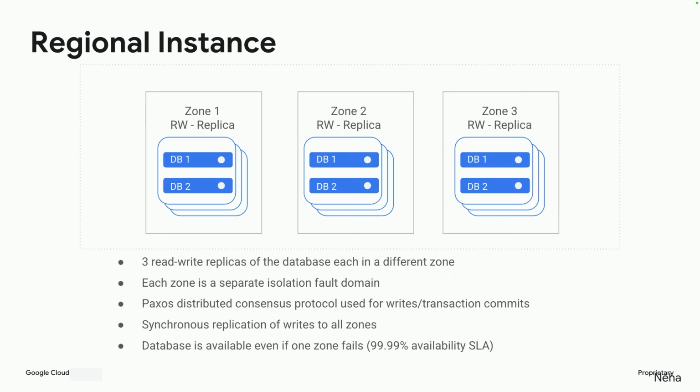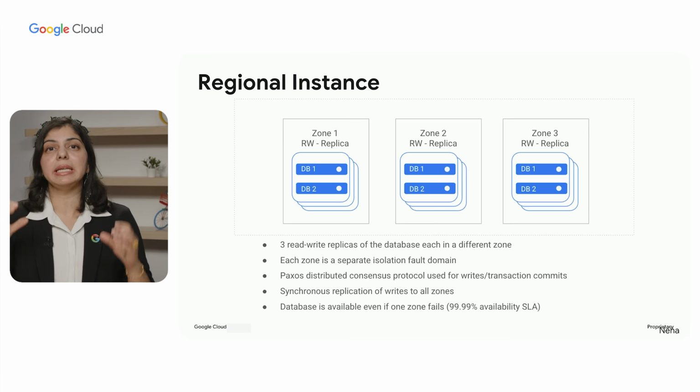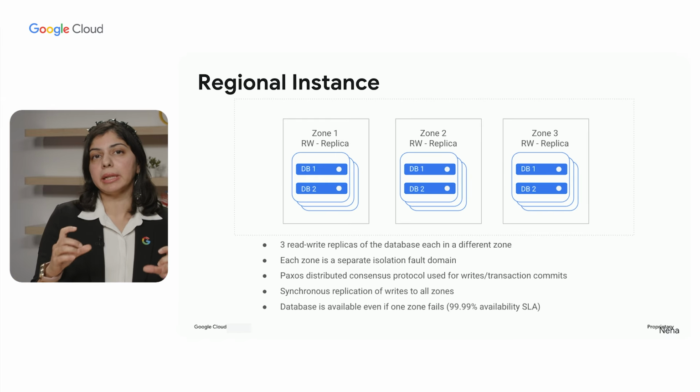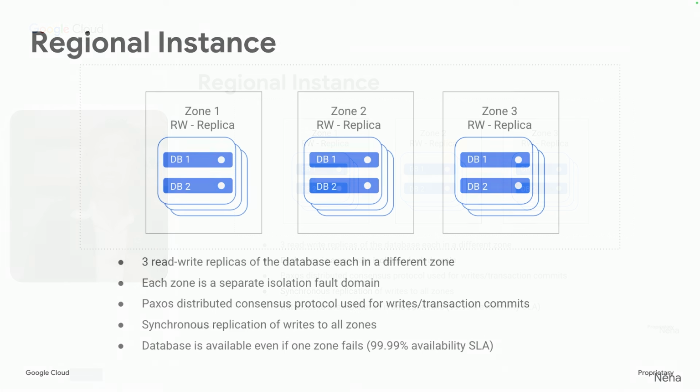So for any base region configuration, Spanner maintains 3 read-write replicas, each within a different Google Cloud zone in that region. Each read-write replica contains a full copy of your operational database. And each of these zones is an independent failure domain. So let's say zone 3 fails, and the database still remains available, being served by the remaining nodes.